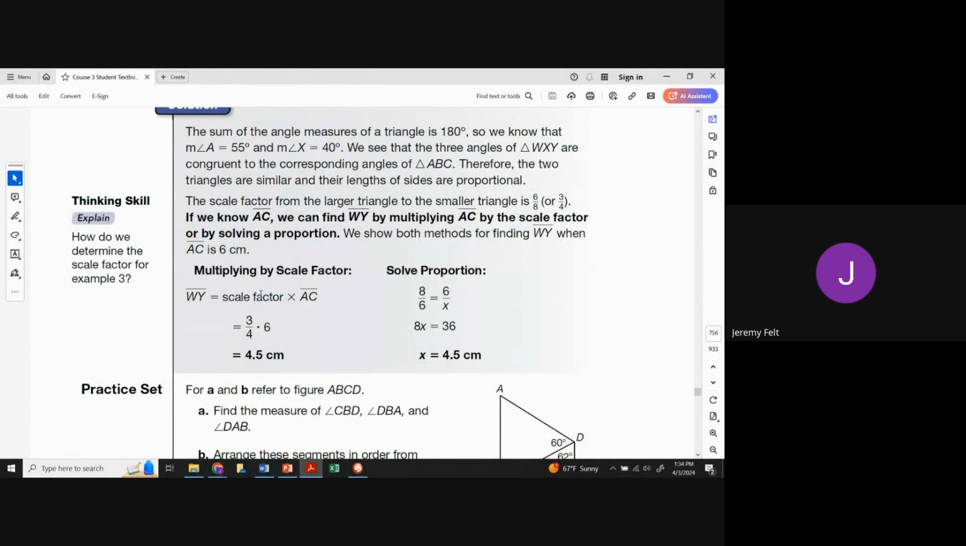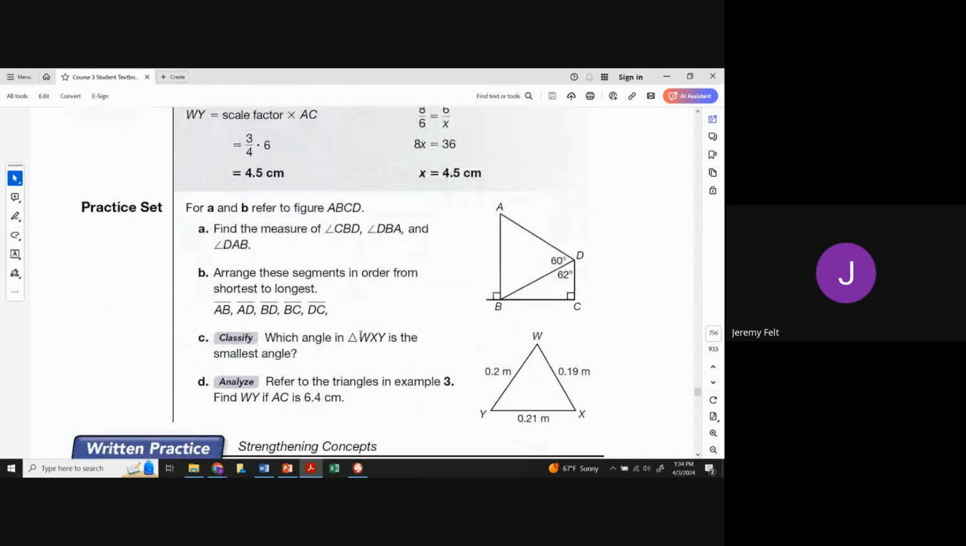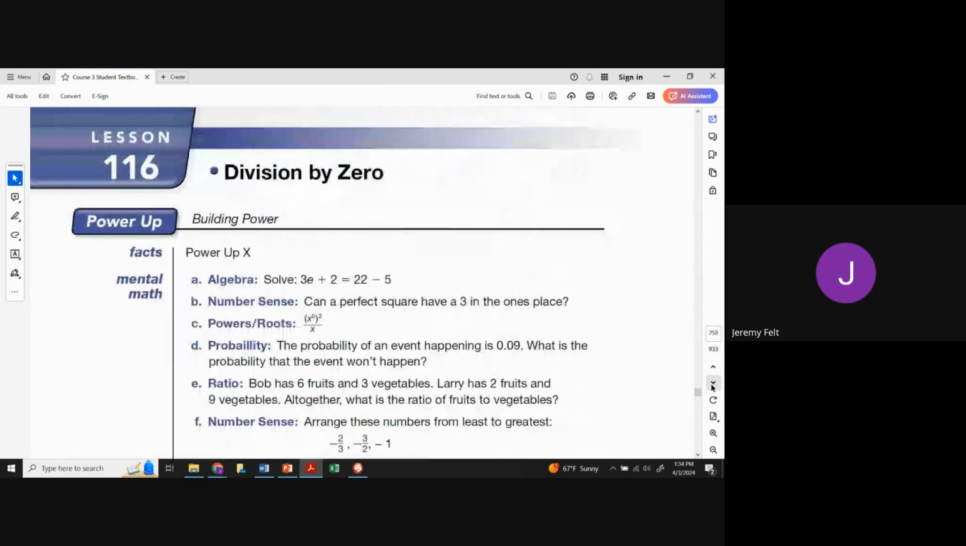So we could have figured out the scale factor and then multiplied it by the side, or we can set up equal proportions as fractions and then cross multiply and divide. Either way, we're going to get the same answer. Two different ways we can solve that. All right, practice set, we will do that together. Lesson 116, again, 4 that we're getting through today.